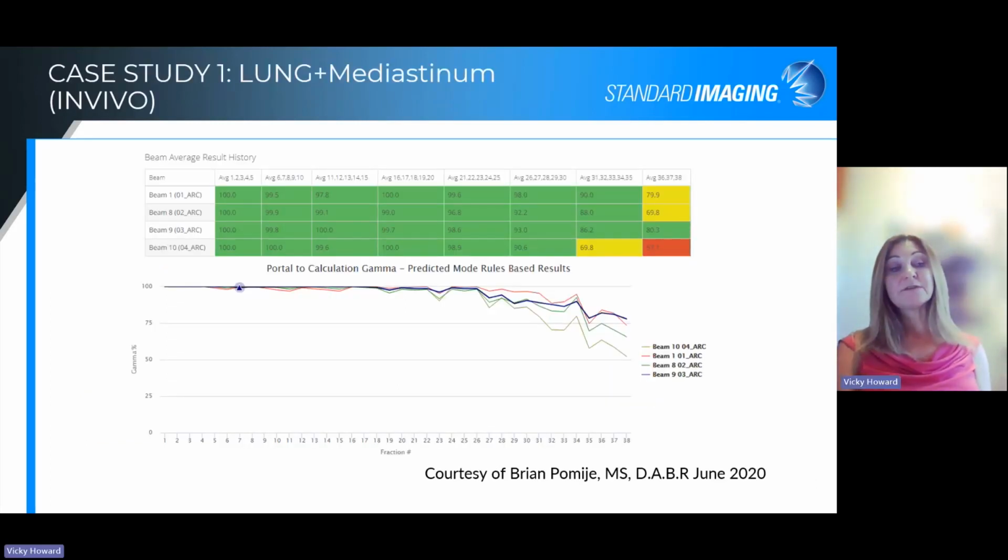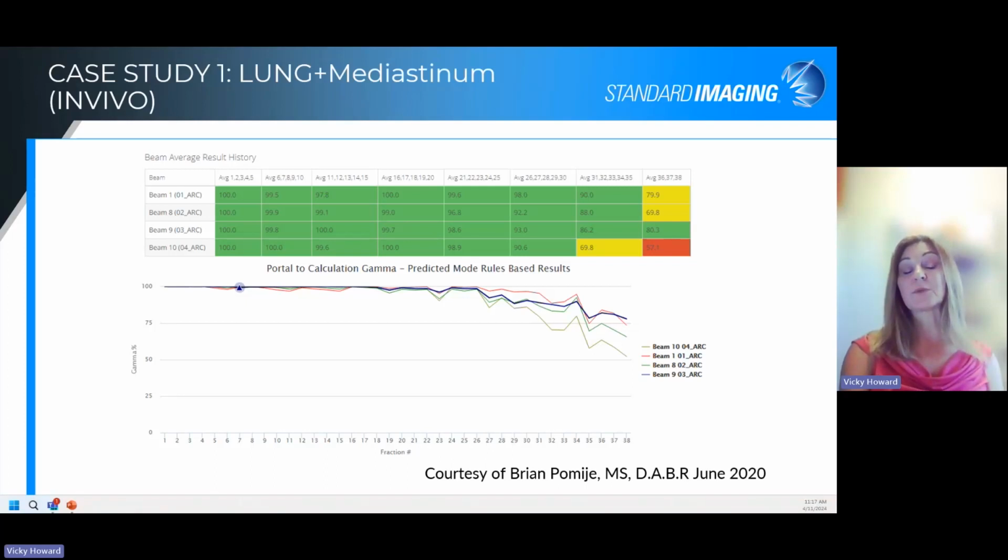So within Adaptivo, the 2D module, you can look at trending of the gamma analysis over time. Here, each column is representing an average for the week. So this is week 1, 2, 3, 4, 5. At week 5, we started seeing something happen. That's where we're seeing some of the yellow alerts. Week 6, it's trending down, although on average, it's not looking bad. But if you look at this trend, it's really a very good early indicator that this is a patient that you need to keep an eye on.